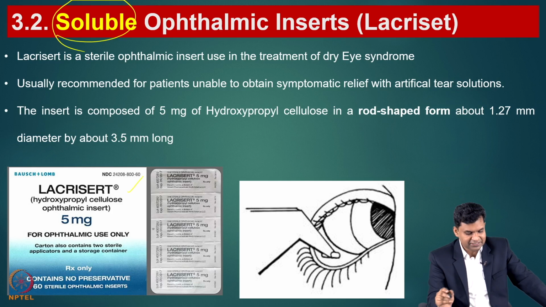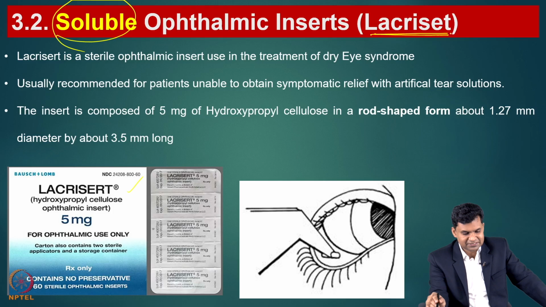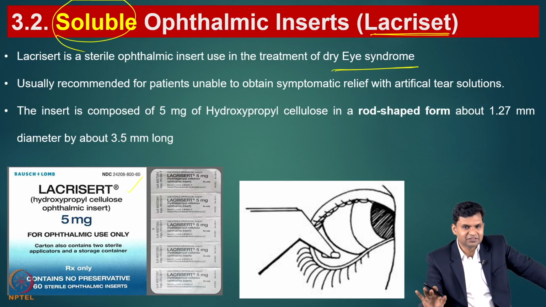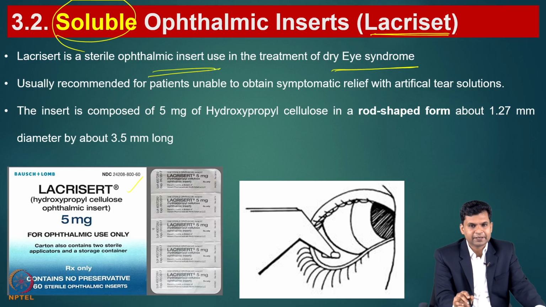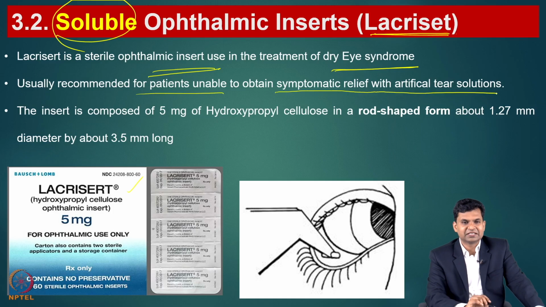Here are a few examples, that is Lacrisert, which contains hydroxypropyl cellulose ophthalmic inserts, which we use for the treatment of dry eye syndrome, which will help to control the dryness of the eye in various conditions. This needs to be inserted in the eye, and yes, it is usually recommended for patients unable to obtain symptomatic relief with the artificial tear solutions.